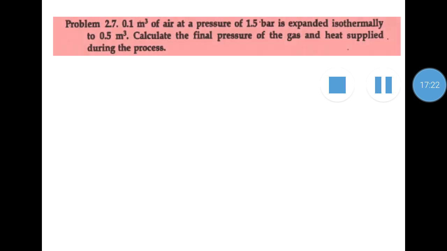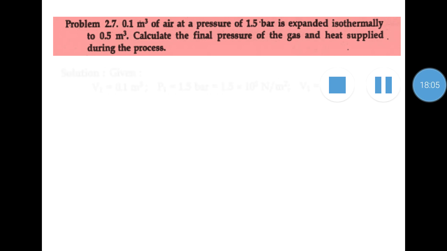Next, that is also one important problem which has been repeated in previous year examinations. So next we will study one more problem on the isothermal process or constant temperature process. Here the initial volume of air is 0.1 meter cube and pressure P1 is 1.5 bar, and it is expanding at constant temperature to V2 equal to 0.5 meter cube. P2 is not given. So calculate the final pressure of the gas and the heat supplied. Here we have to find out P2 and the heat supplied during the process.